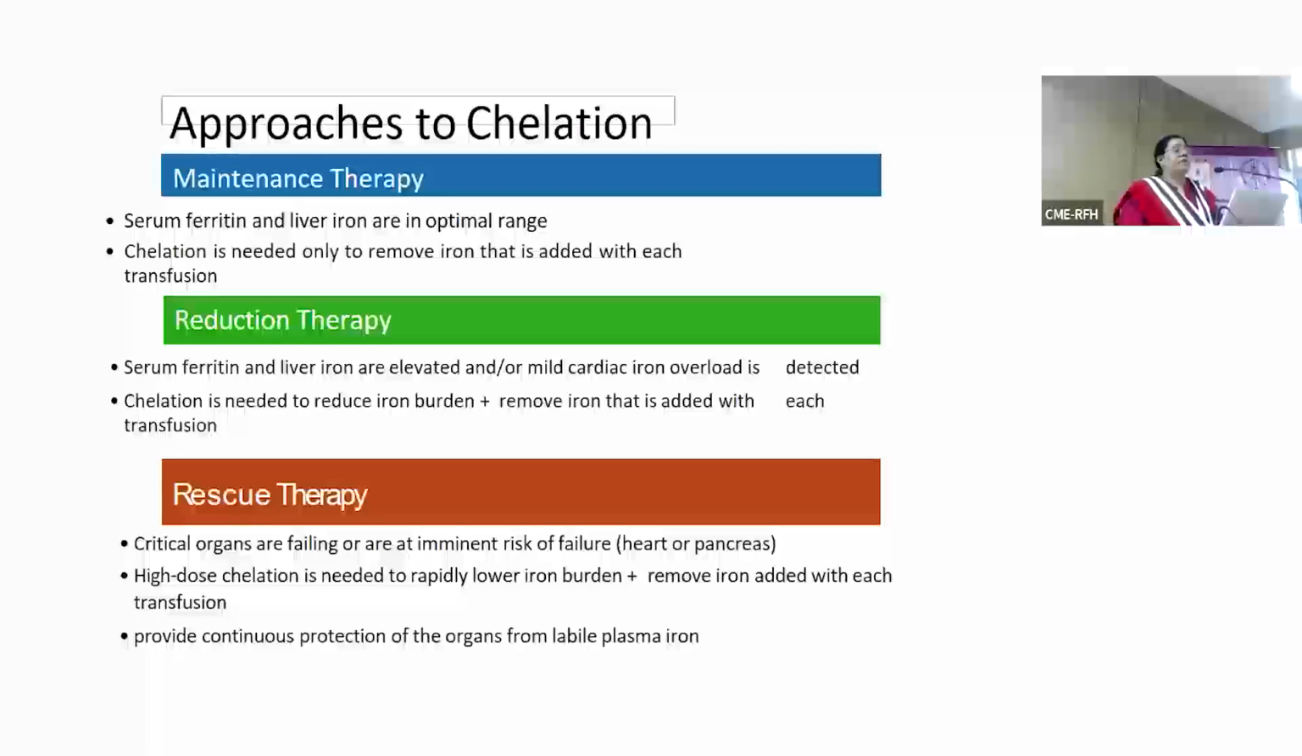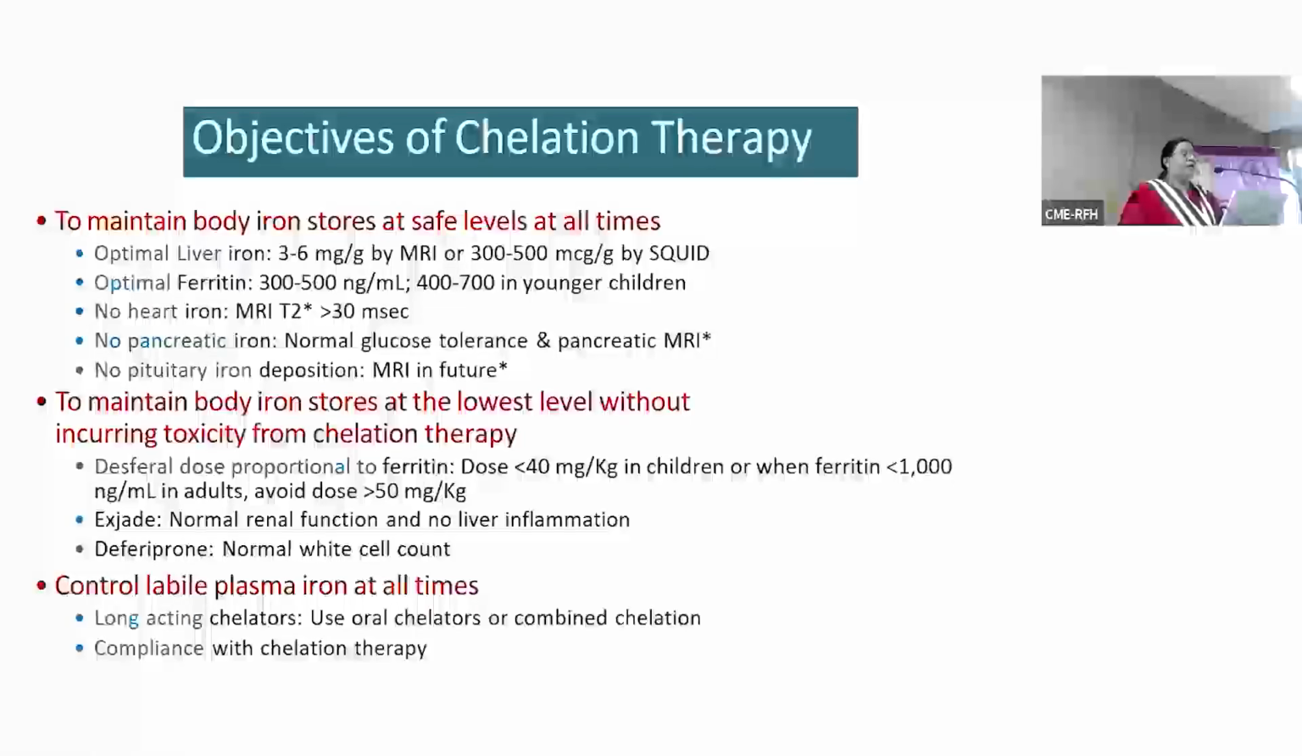And lastly is the rescue therapy. You have not taken care, the iron chelators have not been taken properly, and now the child is having deposition in the heart and liver. At that time you require a rescue therapy, where critical organs are affected and you require a high dose of iron chelator, especially Desferal, along with other oral chelators, as a continuous process for maybe a month or two. So these are the three approaches which we are going to look at. So what are our objectives? First is to maintain the iron levels at a safe level.